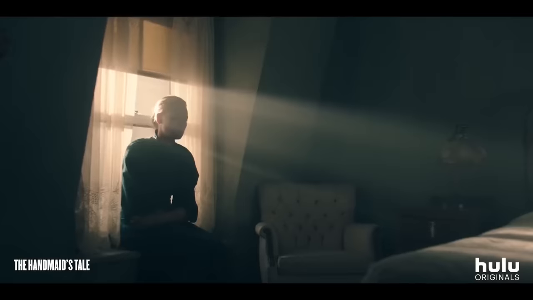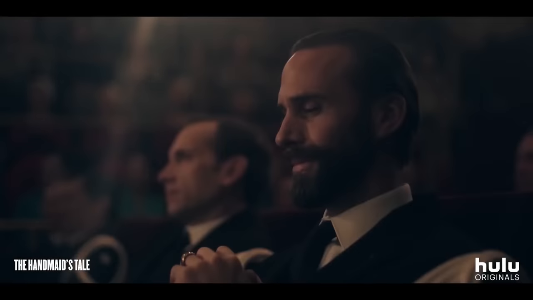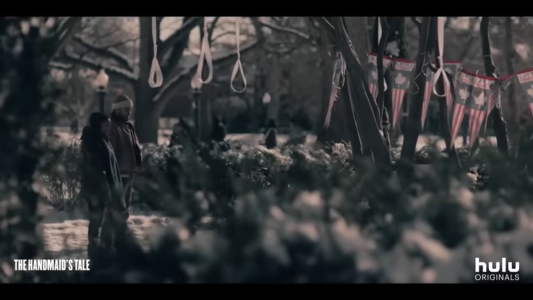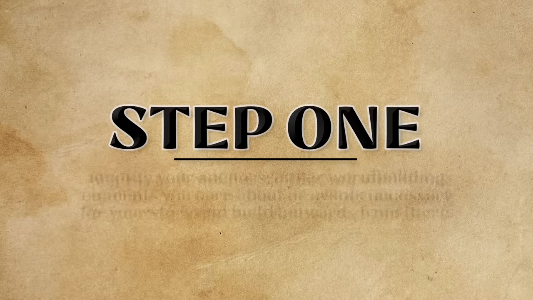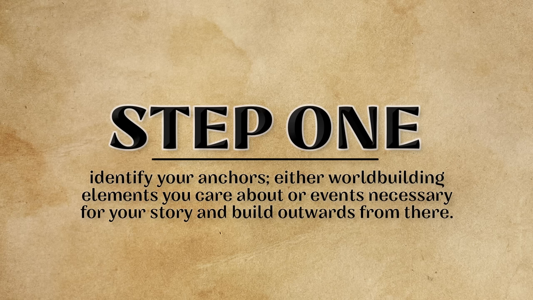Whichever method you use, you then build outwards from there, the causes and the consequences, with the most important ideas you have at its foundation. So, step one, identify your anchors, either world-building elements you care about or events necessary for your story, and build outwards from there. And while this web model, extrapolating outward from your anchors, is an effective way to build a world history, it can lead to one problem.